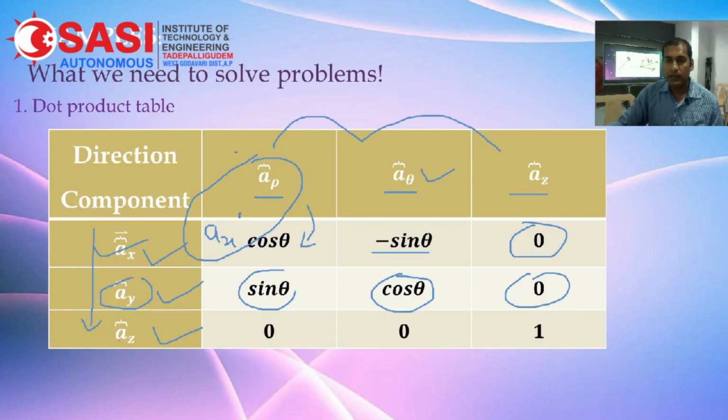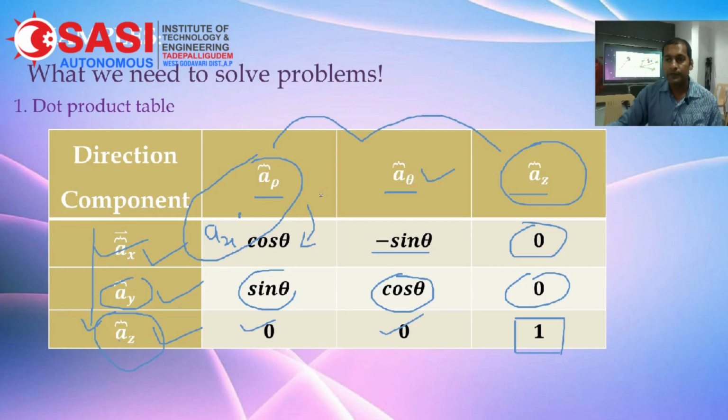Then AZ cap with AR cap will give 0. With theta also it will give 0. But dot product of similar unit vector is always 1. So this we have to remember.